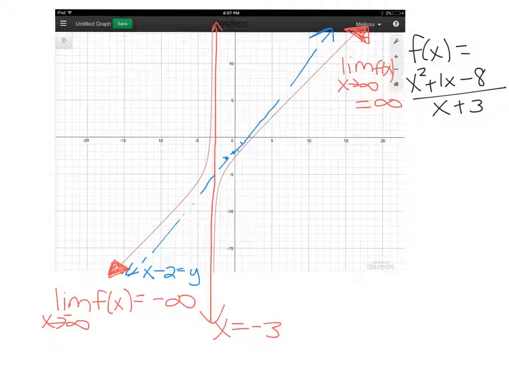I guess I could have put this equation y equals x minus 2 into Desmos and graphed it along with the function, but I just sketched it in myself.